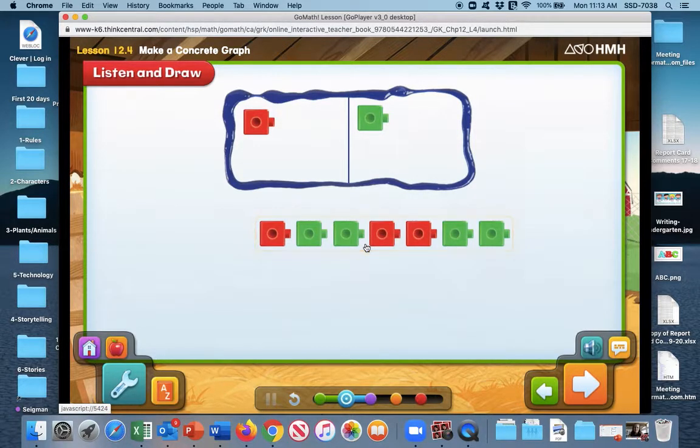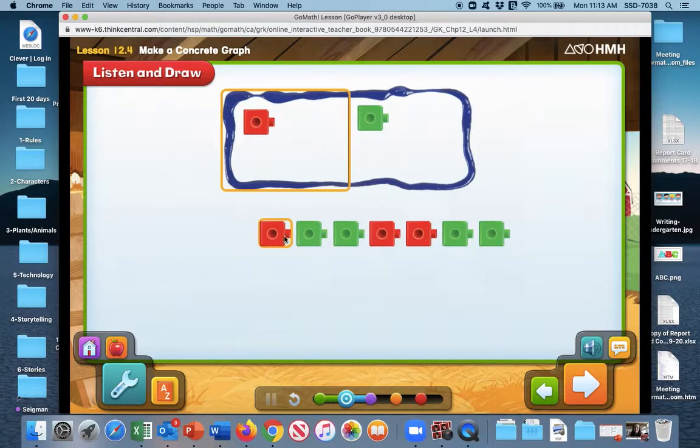So I'm going to go ahead and click on this, and we're going to show which sides they go on. Since this side is red and this is green, they are going to be sorted that way. Again, today's lesson is on making and showing a graph.